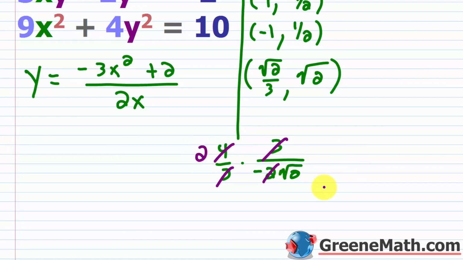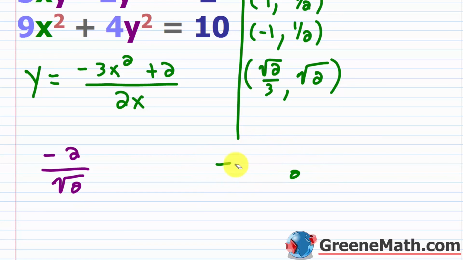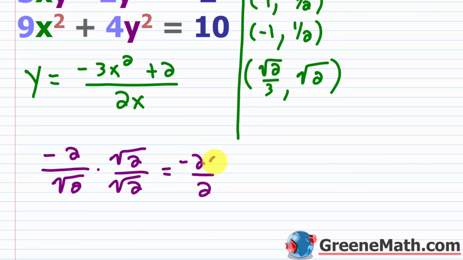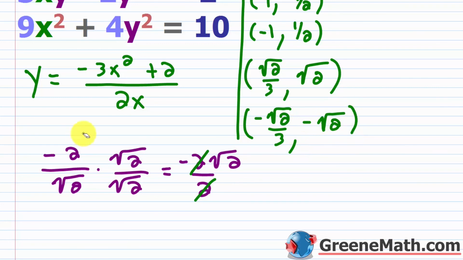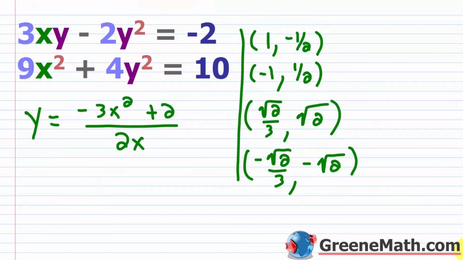So what you have here, let me just write this over here. We'll say this is -2 over square root of 2. Again, you want to rationalize. So if I multiply this by square root of 2 over square root of 2, square root of 2 times square root of 2 is 2. And this would be -2 times square root of 2. We can cancel this with this and just say we have the negative square root of 2. So this would be negative square root of 2 over 3. And then comma, you'd have negative square root of 2. Let me erase this. And those would be our answers.